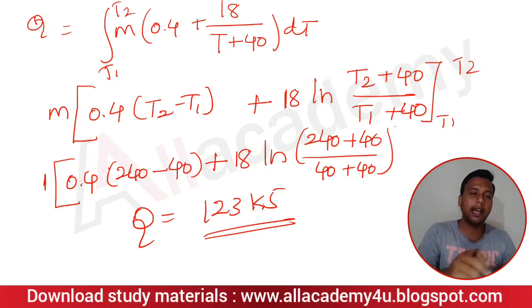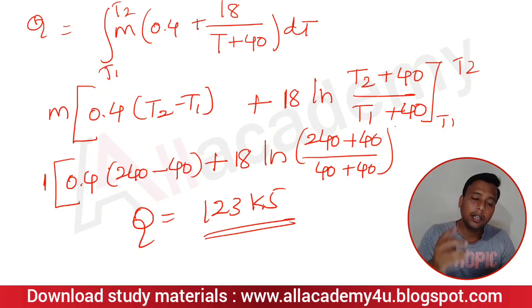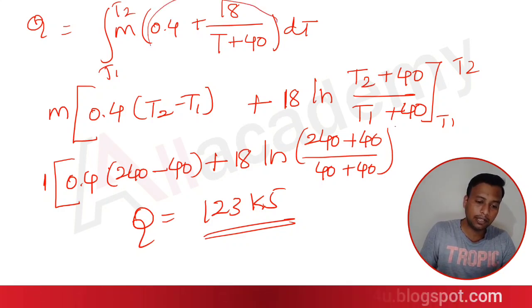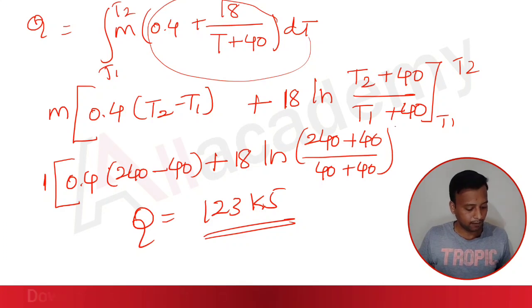If the Cp value is given directly, like some 3.14 or some 1.2, then we can directly identify Q is equal to mCp into delta T. We already have the T1 and T2 temperatures, but we went for integration because the Cp value is given in the form of some T relation. So that's why I have to go for this integration method.